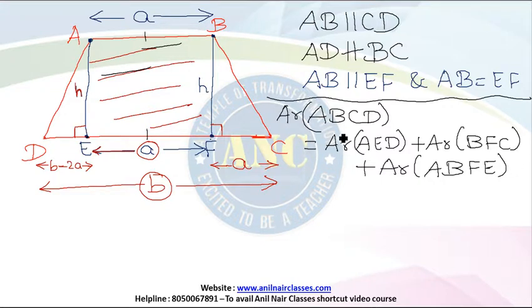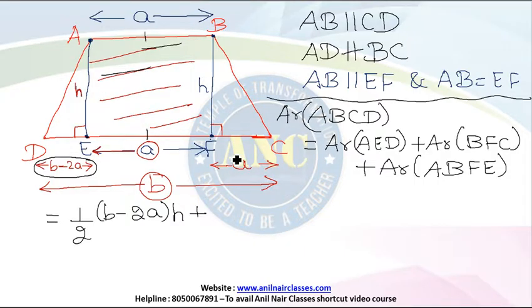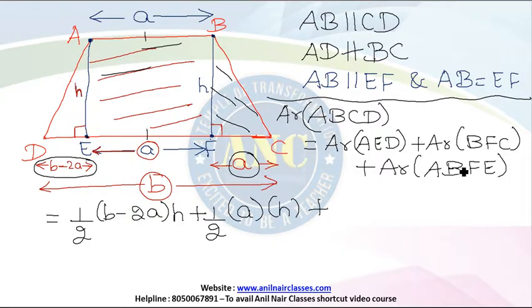First of all, what is the area of the right angle triangle AED? I am writing here: half into base of that triangle, which is B minus 2A, and the height of the triangle is H. Similarly, for the other right angle triangle on the right side, the area is half into base A into height H. And the area of the rectangle ABFE is length into breadth, where length is A and breadth is H.